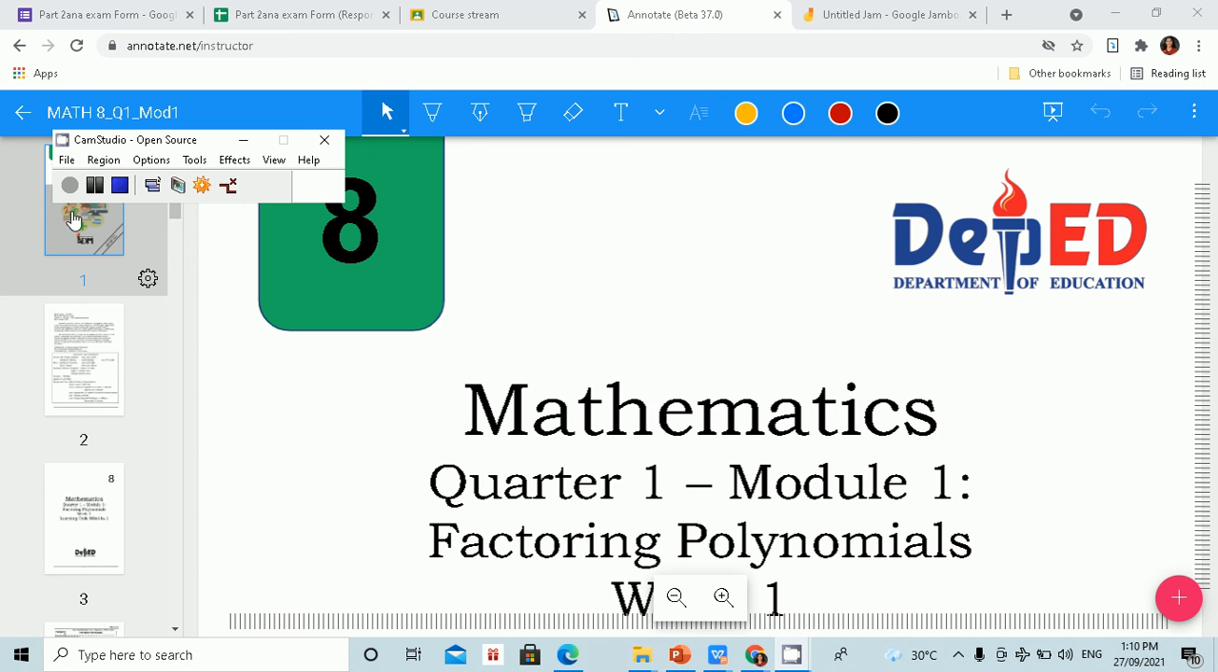So today we will discuss Module 1, Grade 8 Mathematics, which is factoring polynomials. This is for week 1.